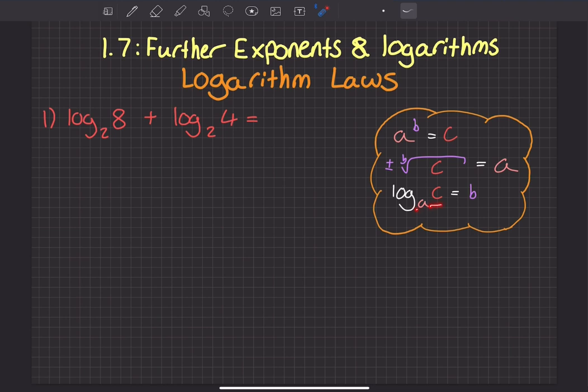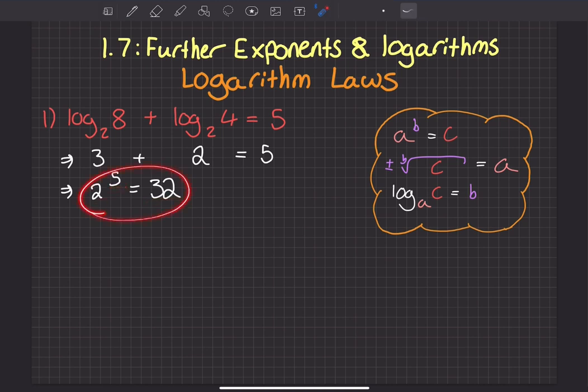Log base 2 of 8 is basically 2 to the power of what gives us 8? 2 to the power of 3 gives us 8, so this is 3. Plus log base 2 of 4 is 2, and 3 plus 2 is 5. Since these both have the same base, let's do 2 to the power of the answer we got, 2 to the power of 5, which gives us 32.